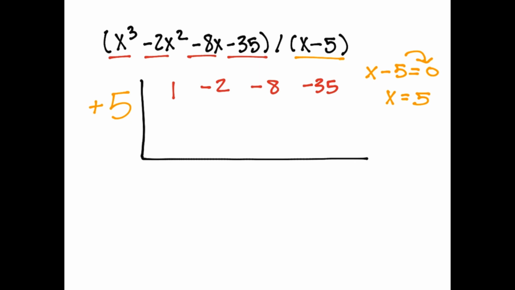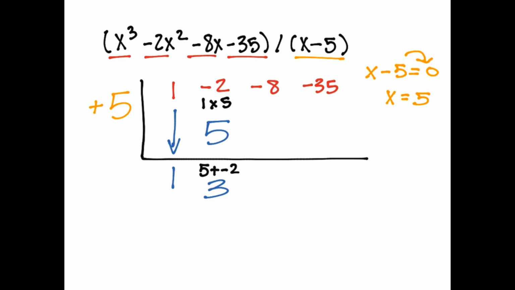And now the first step is to bring down the first coefficient, which for this problem is 1. And then what we will do is multiply the 1 times the divisor, which is 5, and put it below the second coefficient. And so we get 1 times 5 is 5. Then we're going to add that answer to the second coefficient, which is -2. So we will do 5 plus -2, and we'll put that below. What you get is 3.